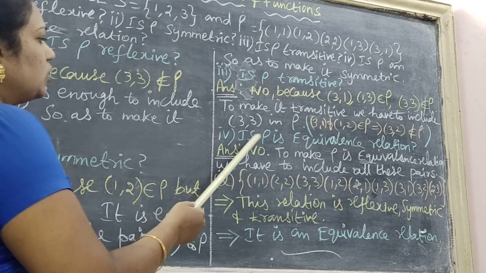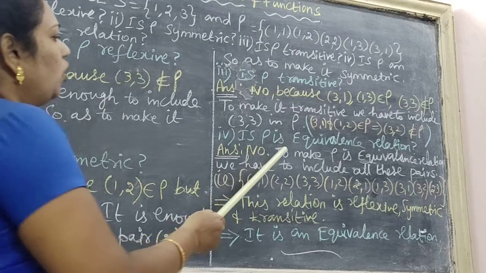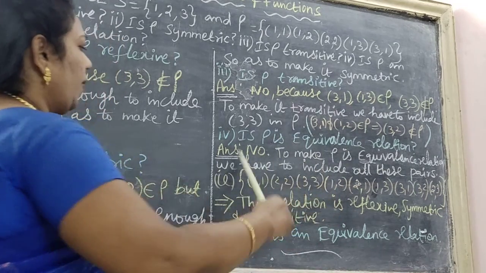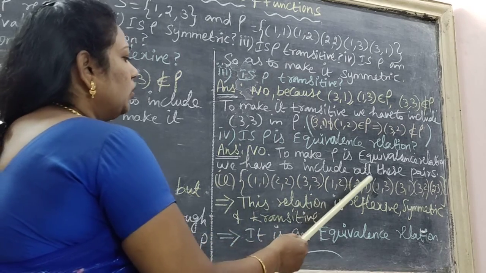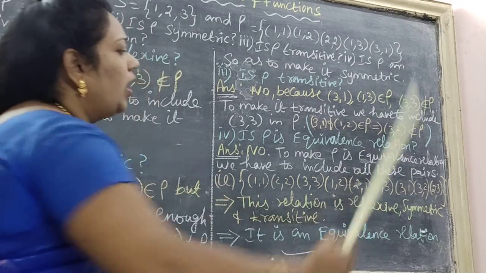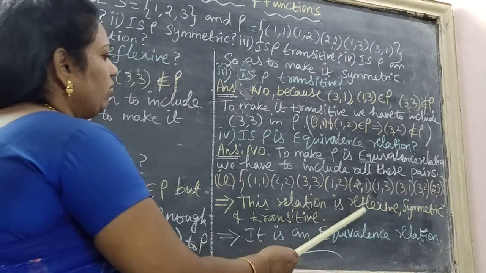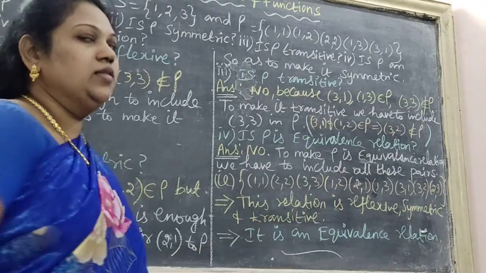Fourth one, is ρ an equivalence relation? The answer is no. To make ρ an equivalence relation, we have to include all these pairs, that is the set {(1,1), (2,2), (3,3), (1,2), (2,1), (1,3), (3,1), (3,2), (2,3)}, which implies this relation is reflexive, symmetric and transitive. Therefore, it is an equivalence relation.